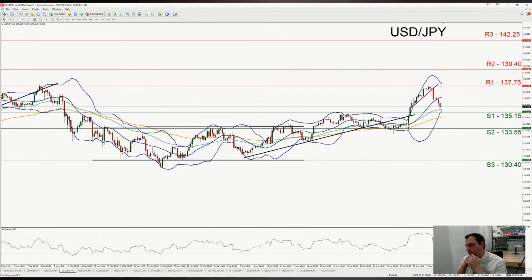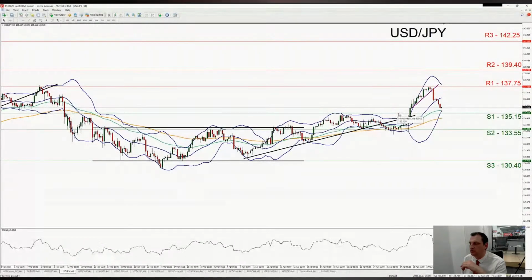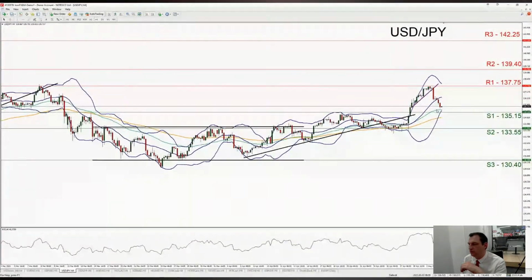Should the bears maintain control, we may see the price action of USD JPY rolling below the S1 135.15, which used to be more of a resistance line. Note how it provided resistance here and here and has now been turned into a support line, given that the price action has clearly moved above it. Next possible stop for the bears would be the 133.55 support line.